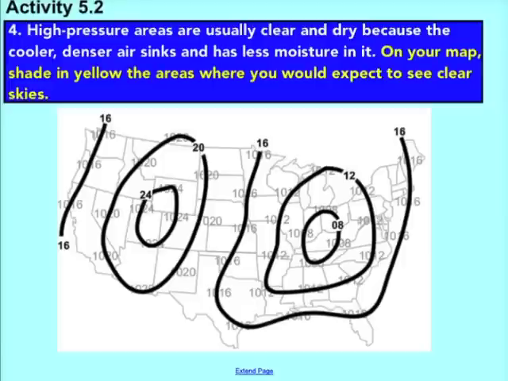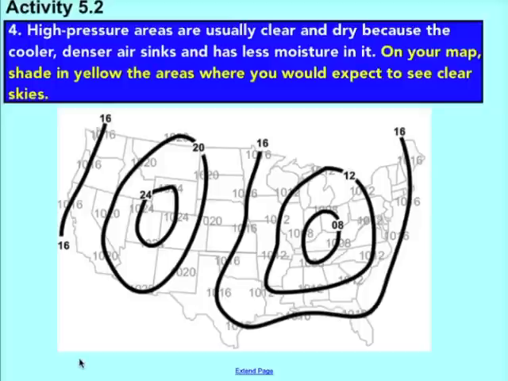Now, if you don't have a blue, red, green, or yellow colored pencil, that's fine. Just with a large L, label your low. With a large H, label your high. And then where you see, for example, here you see yellow, shade in yellow the areas where you'd expect to see clear skies, or just maybe draw a dashed line and label it as clear skies. And then label where you would expect to see rain. So go ahead, pause the video, and what I'd like you to do is draw those in.